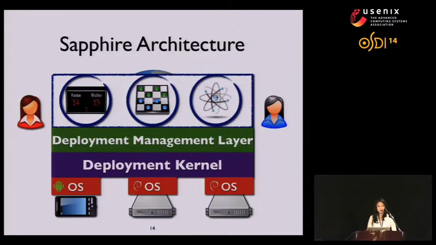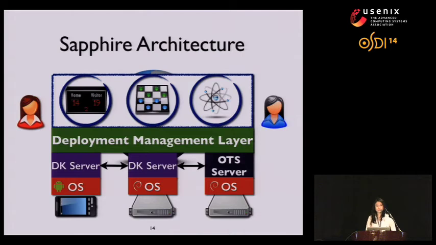So the kernel consists of 2 components. The first is the kernel server, which runs everywhere the application runs. And then there's also a centralized and fault-tolerant Sapphire object tracking service.